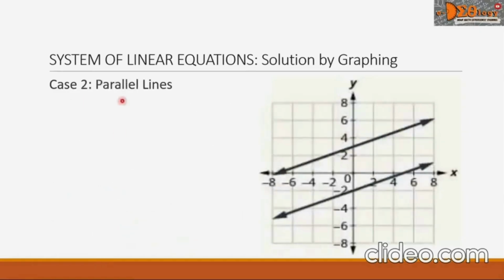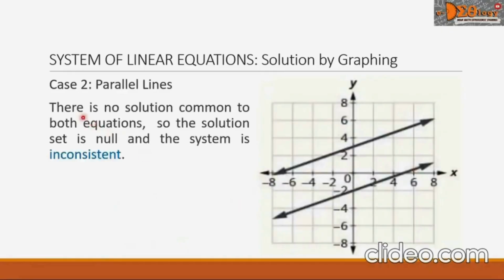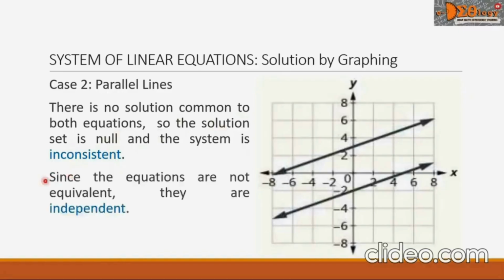Case 2 is parallel lines, and our figure here shows parallel lines. There is no solution common to both equations, so the solution set is null and the system is inconsistent. Since the equations are not equivalent, they are independent.